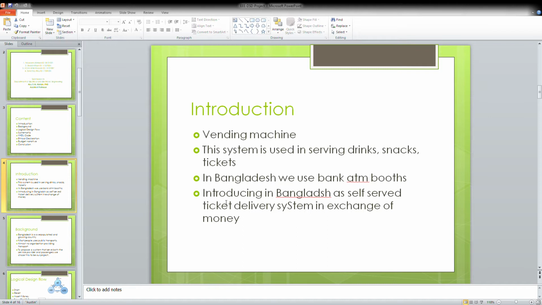Introduction. We have used the code close to a vending machine. These types of code are almost close to each other, like vending machine and ATM booth. Most vending machines and ATM booths are automated, and we also want to introduce an automated bus ticket system in Bangladesh, so that we can get rid of many problems.